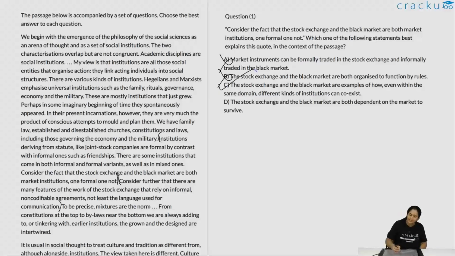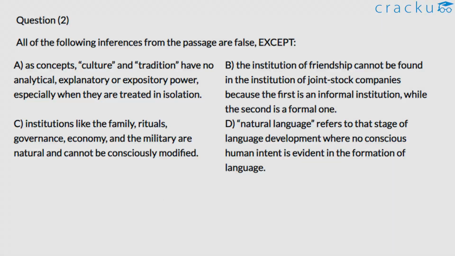So only option C catches that, how even in the same area you can have two different types of institutions. So C is the right reason. The stock exchange and the black market are both dependent on the market to survive. That is also not given, and that is not the point. The point being made here is how both formal and informal markets exist in the same area as such. So D also misses that, only C is the right answer.